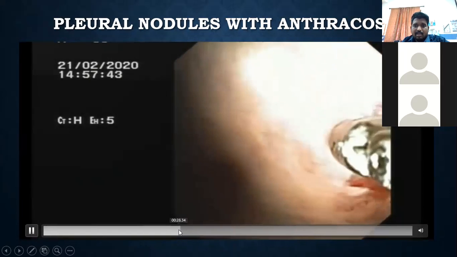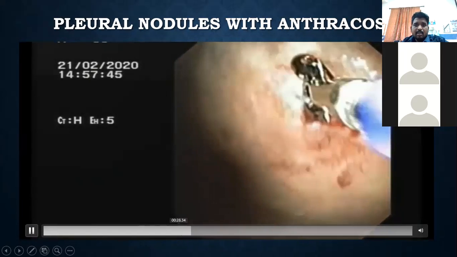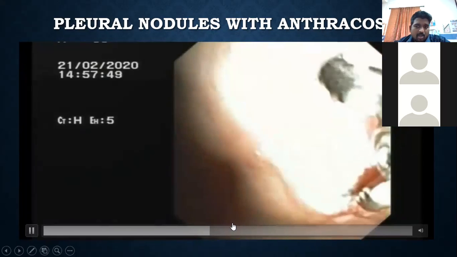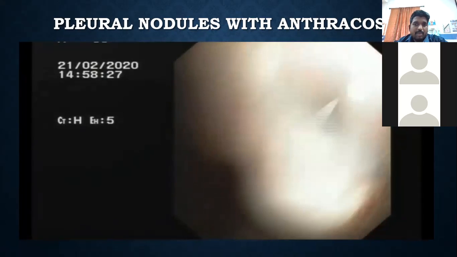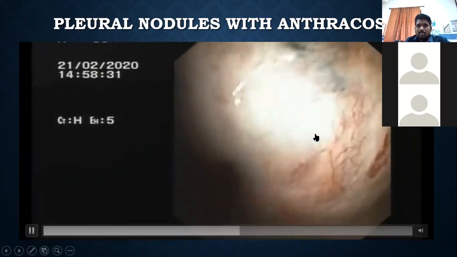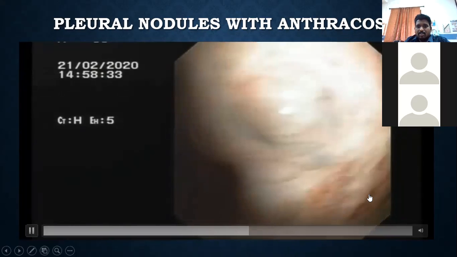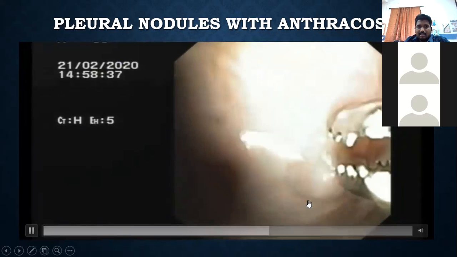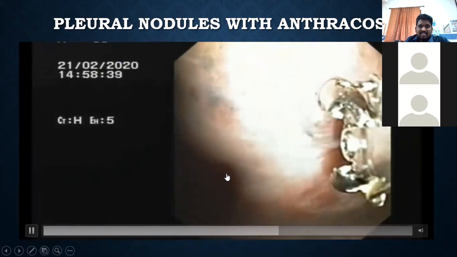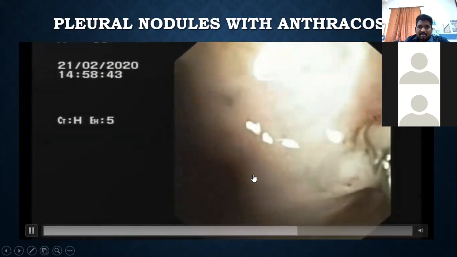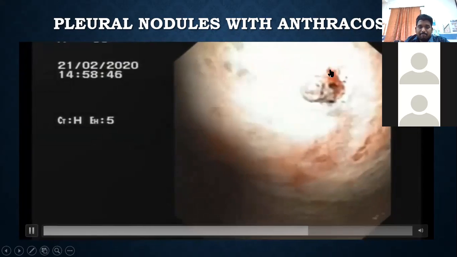We took a biopsy, and I'm just giving you one clue: if you see a blackish pigmentation in the pleura, anthracosis along with the nodule, that is more suggestive of malignancy. You could see a nodule that is just popping out in the parietal pleura, and adjoining to that there is some neovascularization. You see the vessels are there. There is some chronic pleuritis. You could not see that normal shiny pleura. Okay, and the nodule is somewhat firm and hard, and you could see the black pigmentation.